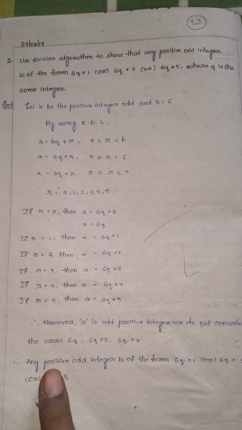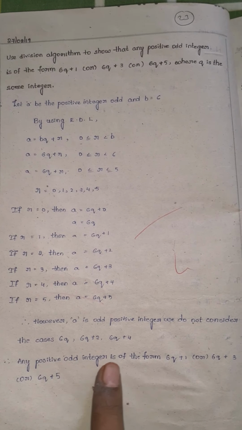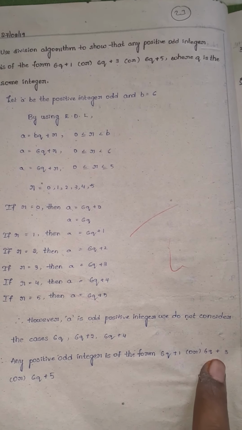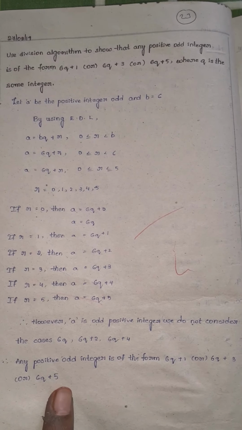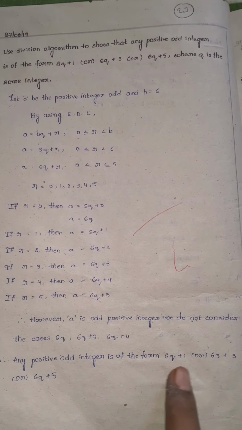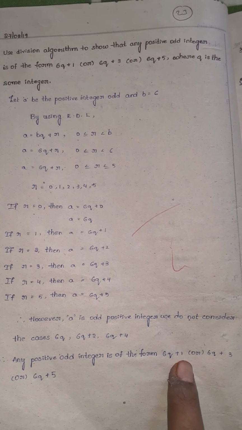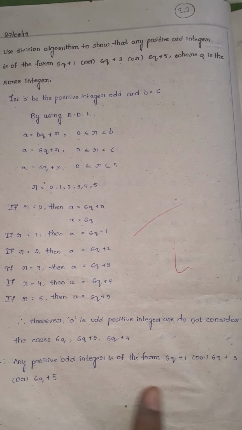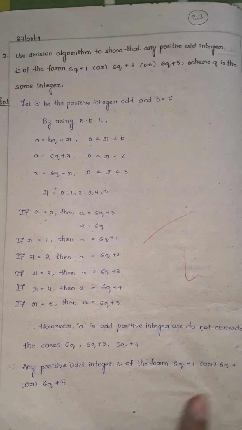So what is the conclusion? Hence any positive odd integer is of the form 6q plus 1 or 6q plus 3 or 6q plus 5. Why? Because we are getting the remainders as odd numbers. Here what is the remainder? 1, here 3, here 5. So these are the odd positive integers.